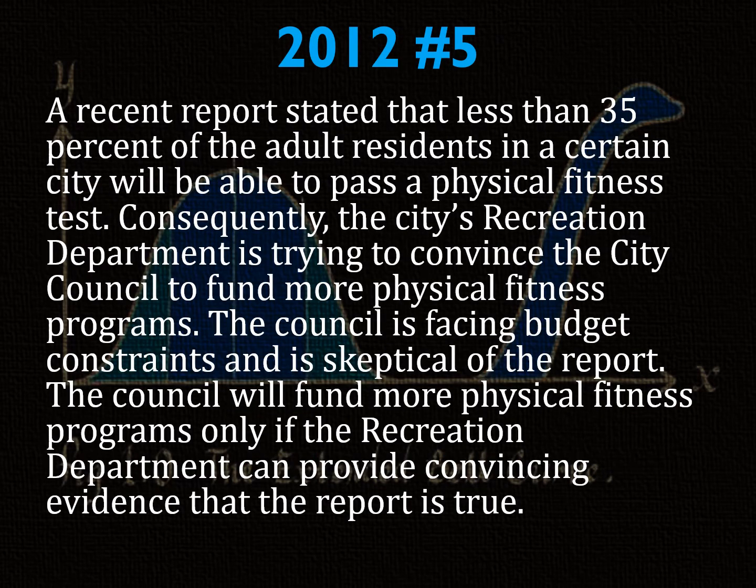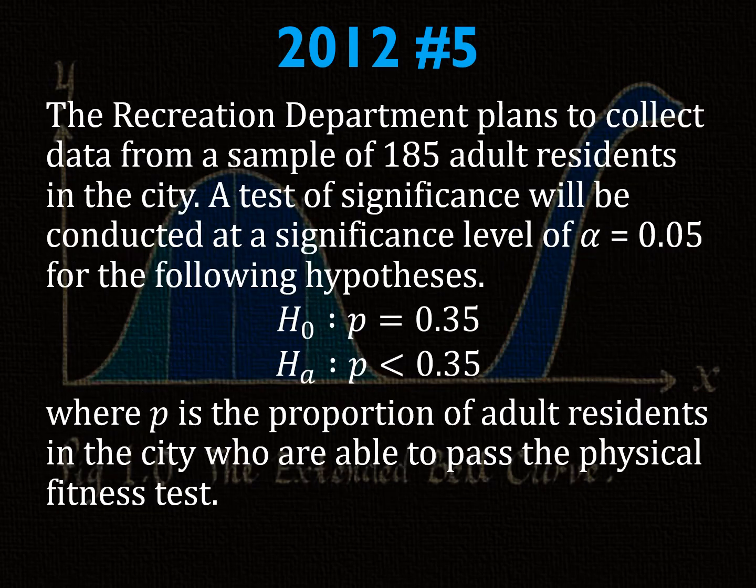Number 5 from 2012, a recent report stated that less than 35% of the adult residents in a certain city will be able to pass a physical fitness test. Consequently, the city's rec department is trying to convince the city council to fund more physical fitness programs. The council is facing budget constraints and is skeptical of the report. The council will fund more physical fitness programs only if the rec department can provide convincing evidence that the report is true. So the rec department plans to collect data from a sample of 185 adult residents in the city.